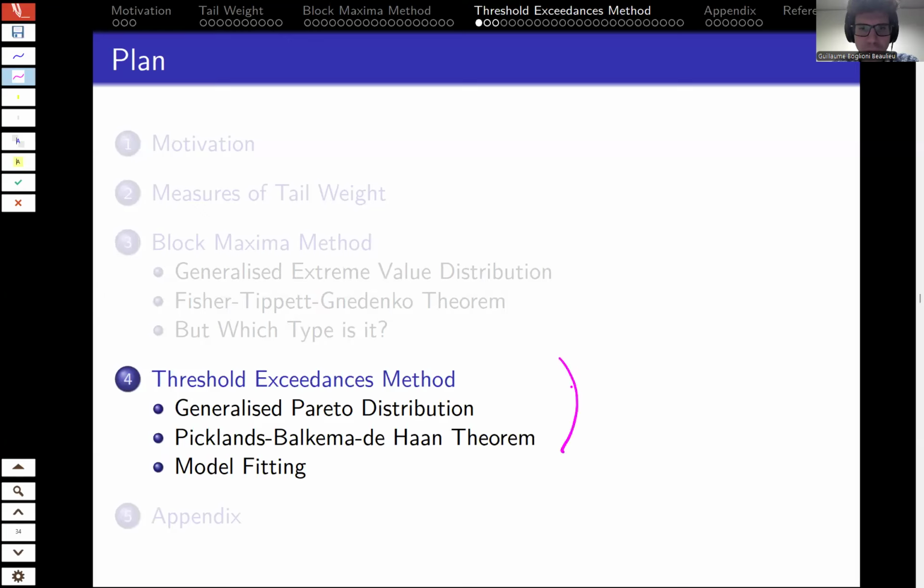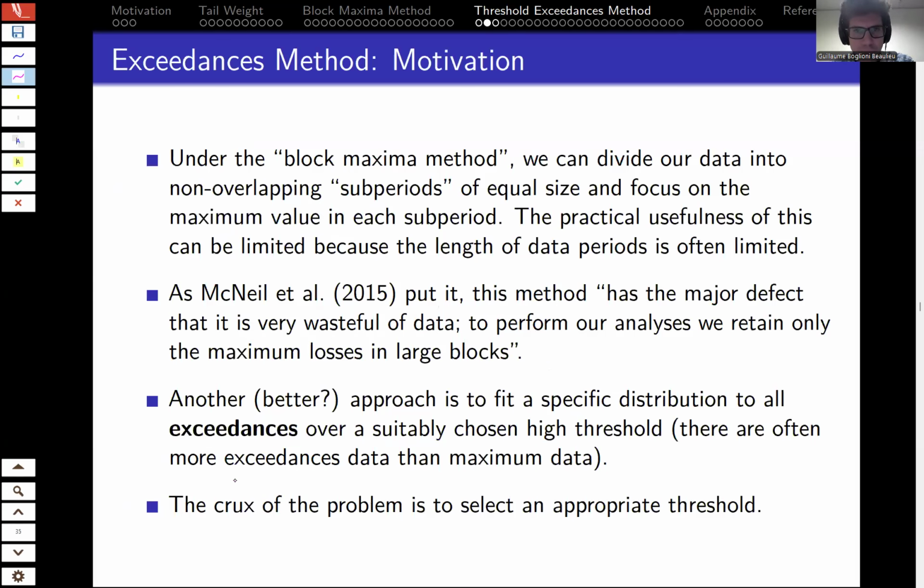In this video, I'll review the threshold exceedances method. I'll review the first two subsections here. I'll leave the model fitting for a different video. So, a bit of motivation.